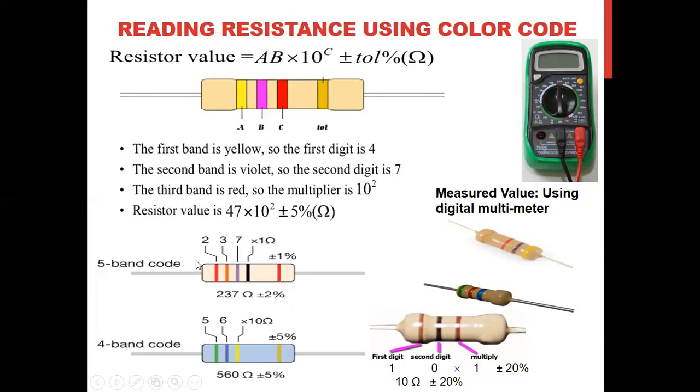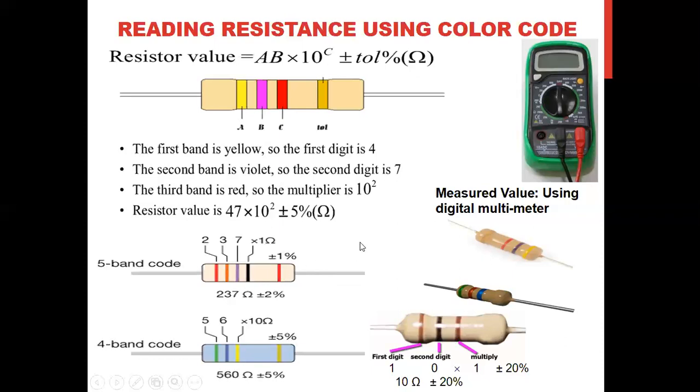How can we measure the value of the 5 band resistor? Here, the first value is red, 2. The first 3 are the digit values, the fourth one is the multiplier, and the fifth one is the tolerance. So first is 2, red. The second one is orange, 3, violet, 7, black means 0. So 10 to the power 0 means 1. This is the value. And the tolerance is red, which means plus minus 1%.